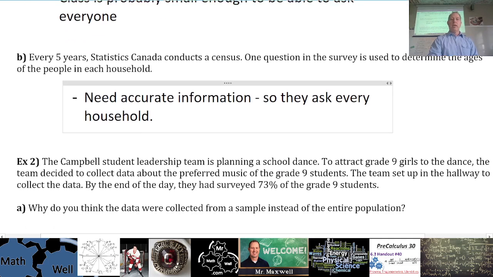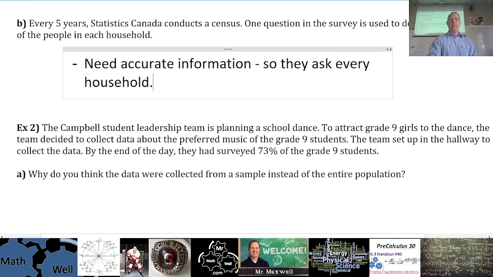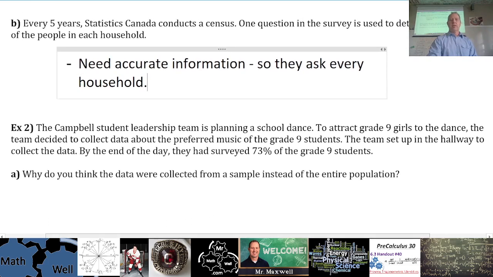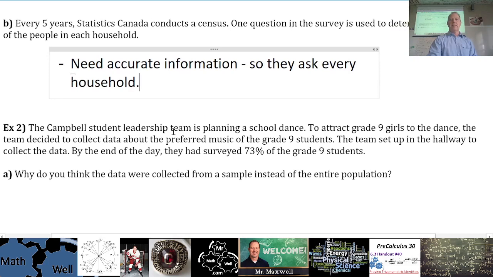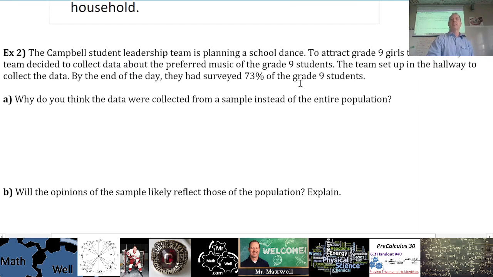Yeah. Okay. Number 2, the Campbell Student Leadership Team, the Campbell School, is planning a school dance, let's say. To attract grade 9 girls to the dance, the team decided to collect data about the preferred music of grade 9 students. The team set up in the hallway to collect data. By the end of the day, they had surveyed 73% of grade 9 students. Okay. So why do you think the data were collected from a sample instead of the entire population? So why would a sample in this case be more reasonable?